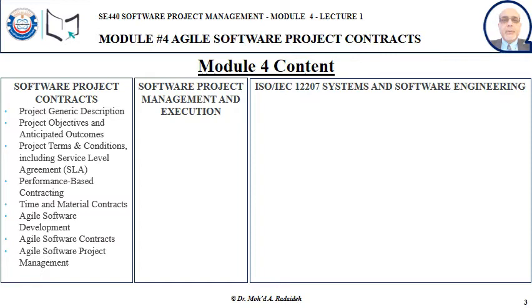After going over the contract content, then we will talk about the contract types. The contract types start with performance-based contracts, then we talk about the time and material contract, and then we will talk about the agile contracts. Now, the agile contracts, to understand them, we need to understand the agile software development methods as well. And last but not least, in this part, we will talk about the agile project management.